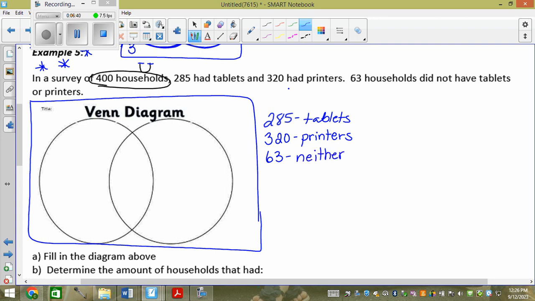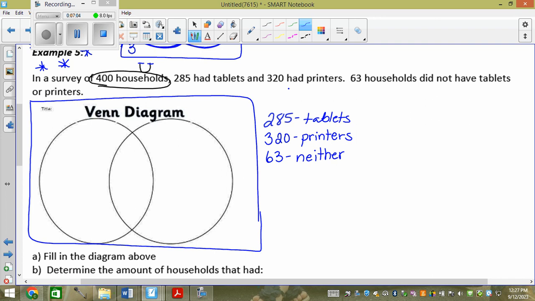Oh, crap. They didn't give me the what? They didn't give me the both. The intersection, right? They didn't give me the intersection. So now I'm stuck and can't do any math. No. As long as they give you the universal, the neither, and the ones who are in separates, you can find the and. How could we do that?